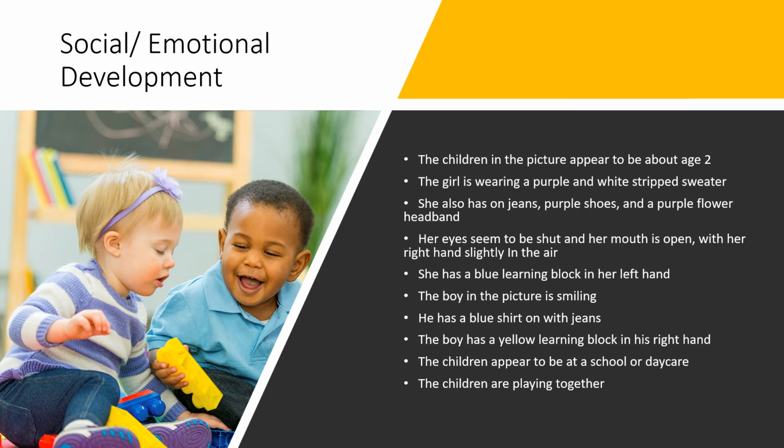Social emotional development. The children in the picture appear to be about age 2. The girl is wearing a purple and white striped sweater. She also has on jeans, purple shoes, and a purple flower headband. Her eyes seem to be shut and her mouth is open with her right hand slightly in the air. She has a blue learning block in her left hand. Now there is a boy smiling in the picture as well. He has on a blue shirt with jeans. The boy has a yellow learning block in his right hand. The children appear to be at a school or a daycare, and they seem to be enjoying playing together.